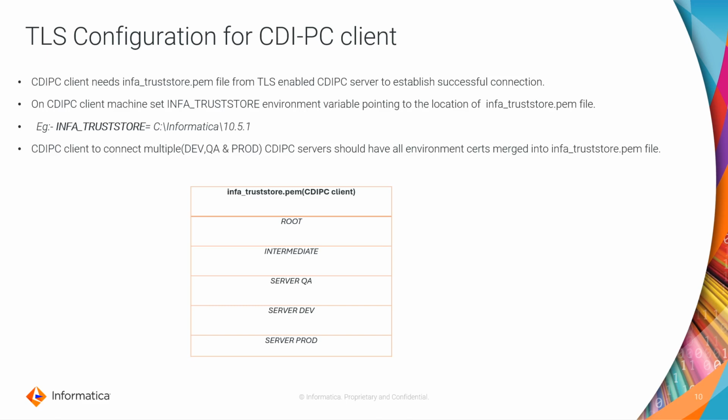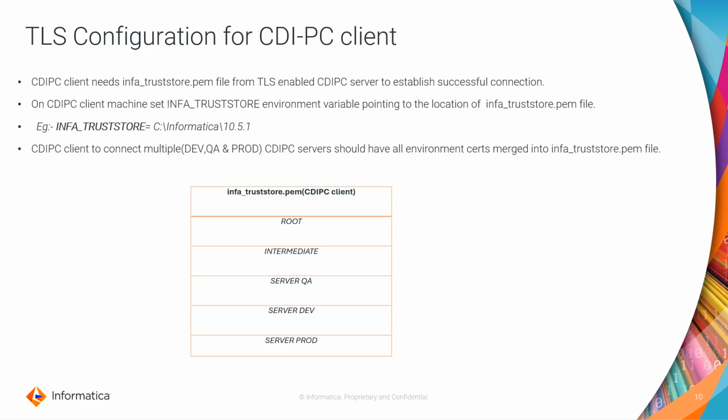Once the environment variable is set correctly on the Windows machine, the client can be closed or stopped and restarted again to pick up the environment variable. Once the client picks up the environment variable, you can successfully connect to the TLS enabled CDI-PC server. Now there could be a scenario where a customer wants to connect from one CDI-PC client to multiple CDI-PC servers, for example development CDI-PC server, QA CDI-PC server and production CDI-PC server, from the single client.